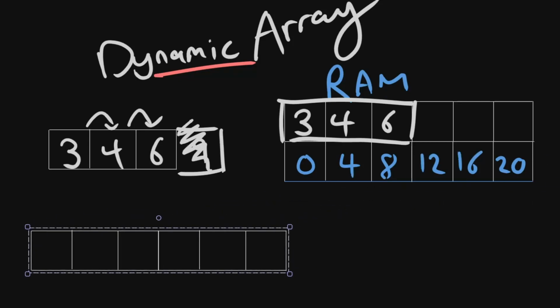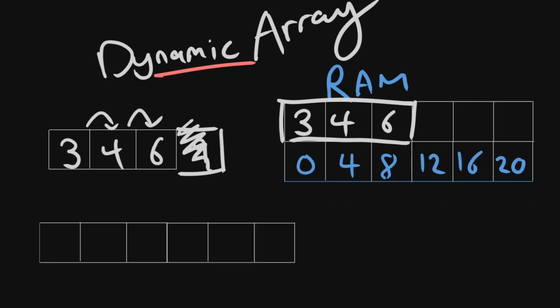So what we're going to do is double the size of the array and copy all these values into the new array with 3 extra spaces. So we can now put our 9 here.